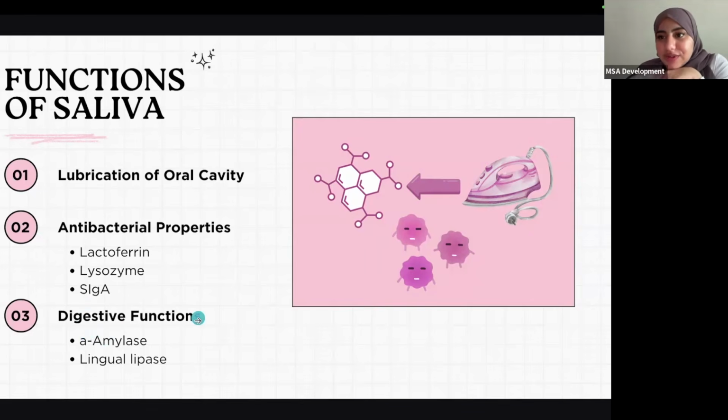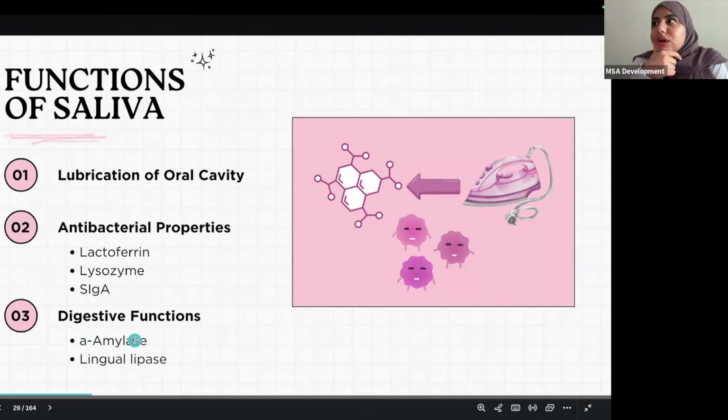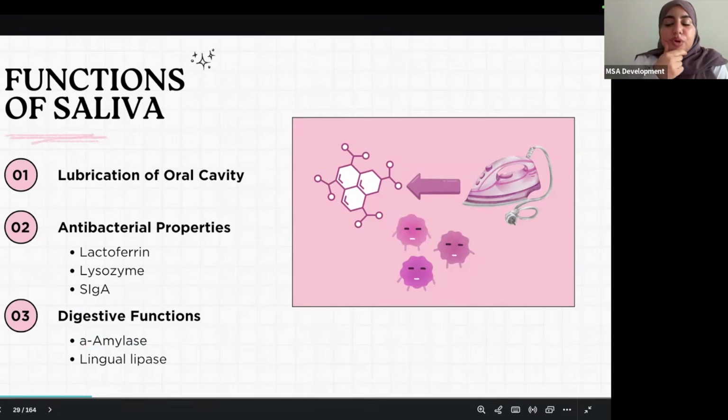And then digestive, it's very digestive. You might think that when you're chewing, nothing's actually happening, but you're also digesting the food. So amylase exists to break down starches into more simple sugars. And then lingual lipase exists to break down fat and I think protein.